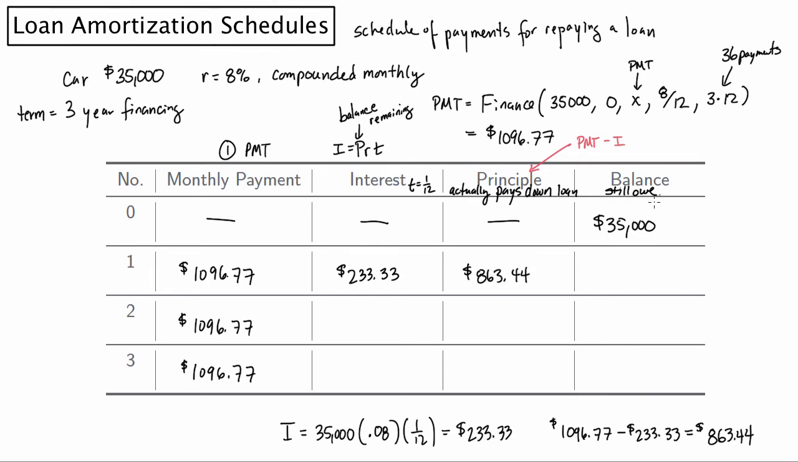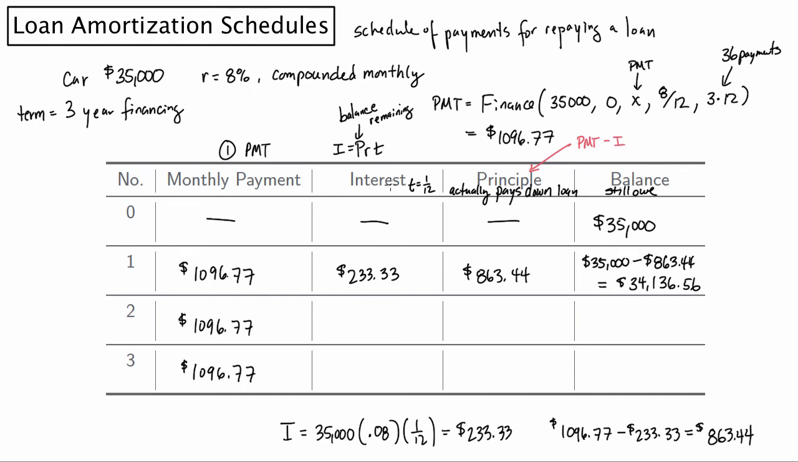So if I want to find the balance now, the balance is the previous balance of $35,000 minus the principal amount, which actually affects it. And this will bring the balance remaining down to $34,136.56. So that's how you handle each row. And the only thing that's going to change here is now moving on to the second month.